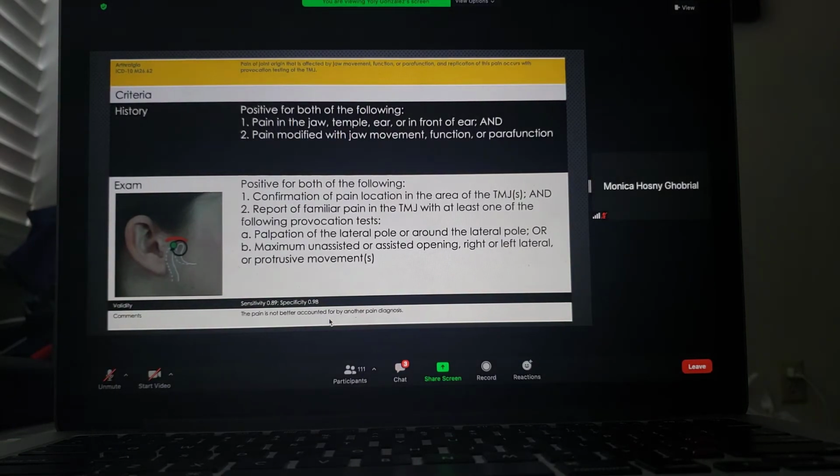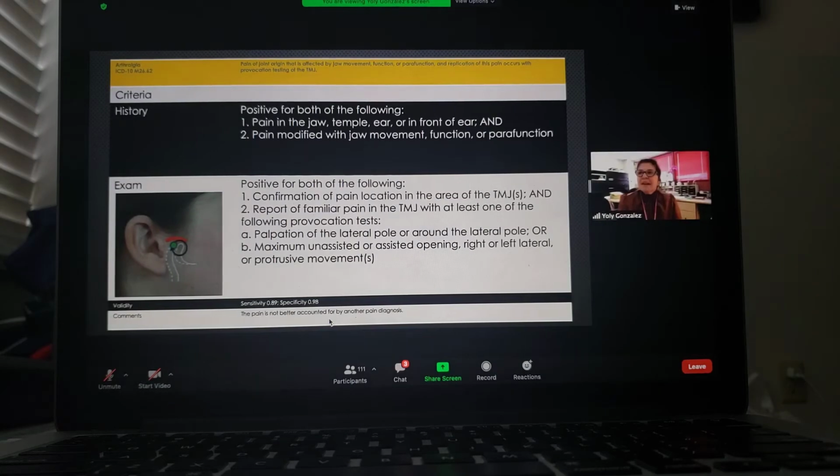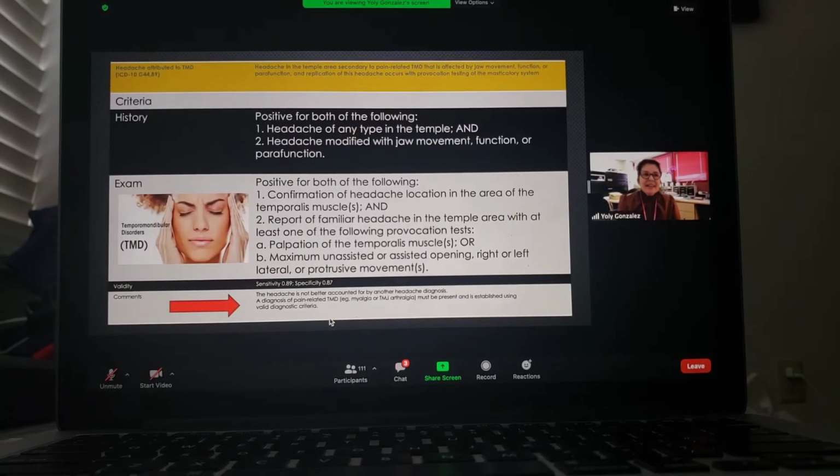Okay. So the next group, I said, is probably one of my favorite diagnoses. And that is headache attributed to TMD. And headache attributed to TMD, the first thing I want you to remember is that it's a secondary type of headache. Why is it secondary? It's secondary to a painful TMD diagnosis.